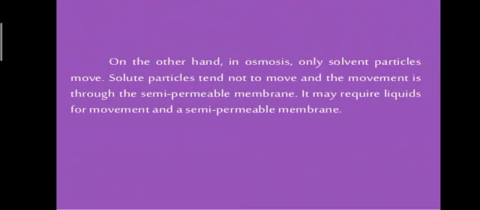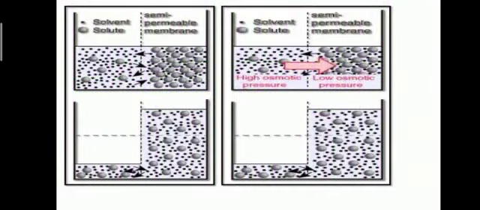It may require liquids for movement and a semi-permeable membrane. Here is the diagram. There is a semi-permeable membrane. Solute and solvent are present. The high osmotic pressure converts to the low osmotic pressure. The solvent moves through the semi-permeable membrane while the solute does not.